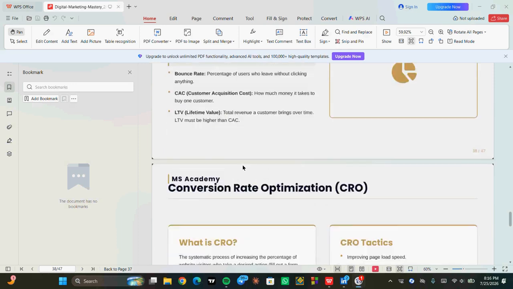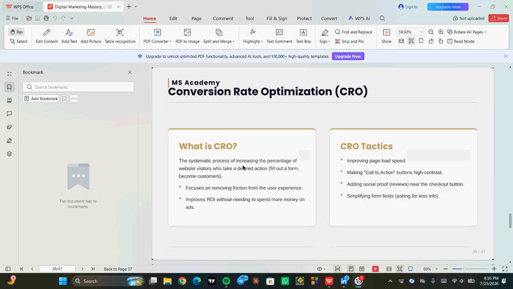Now, conversion rate optimization. As a marketer, there has to be a particular percentage at which your product is rated. Now, what is conversion rate optimization? It is the systematic process of increasing the percentage of website visitors who take a desired action, that is, fill out the form or become customers.